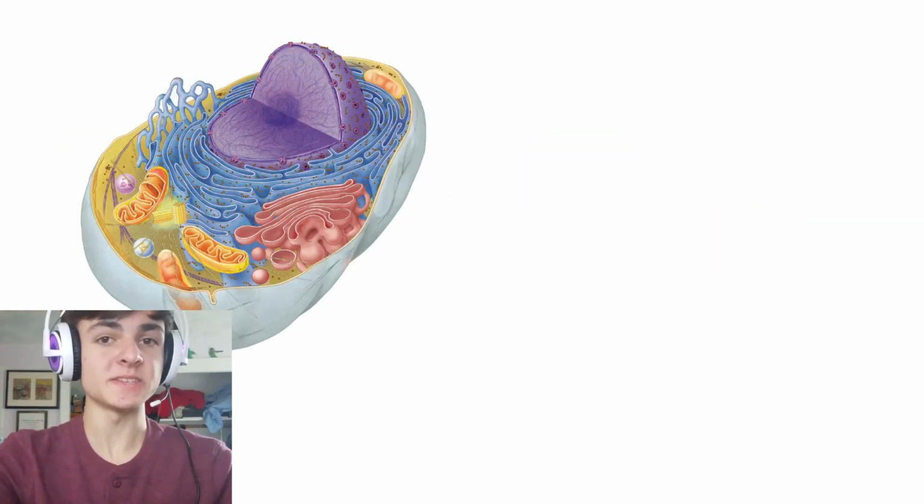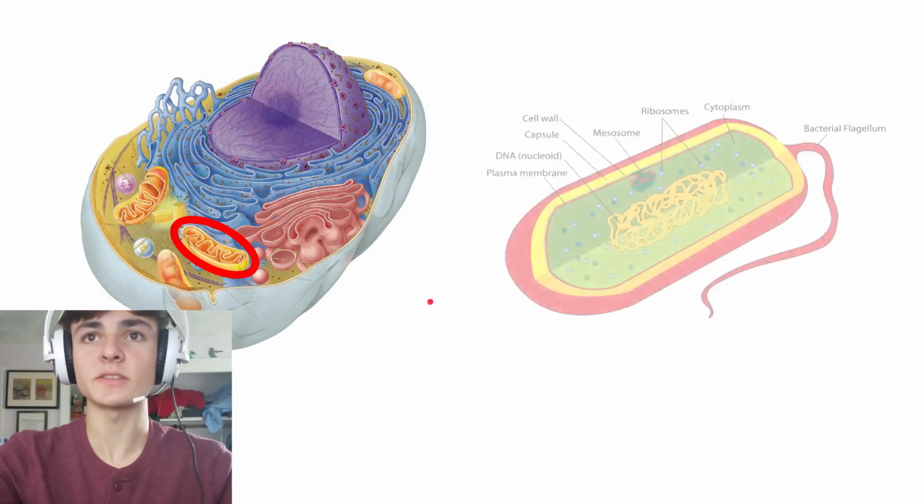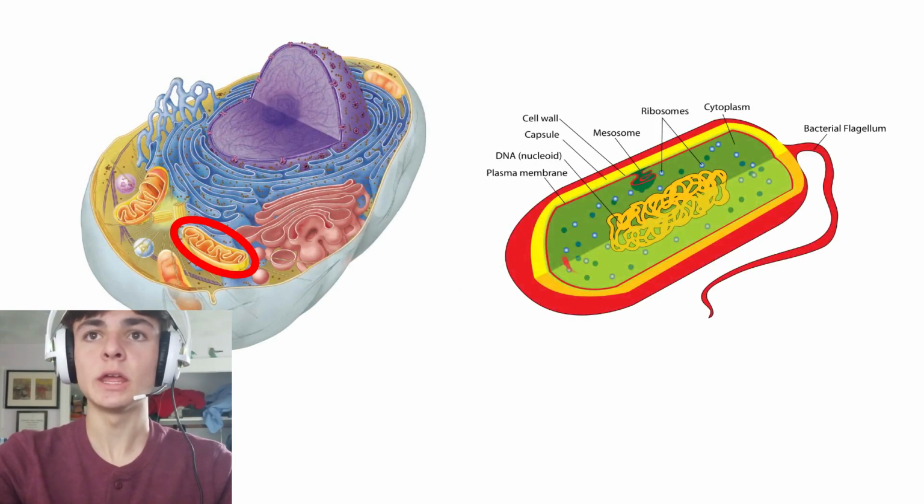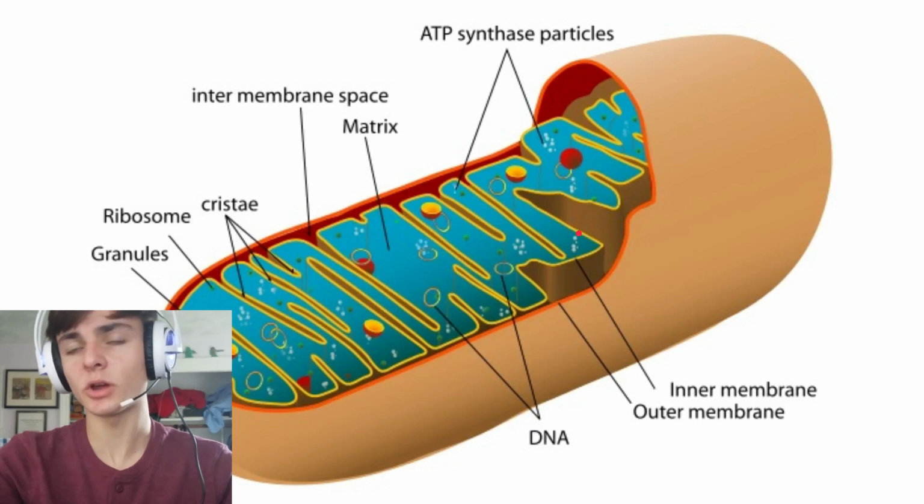So where does all this take place? Well, in eukaryotic cells, it's going to happen in the mitochondria, and in prokaryotic cells, it's going to happen in their cytoplasm. But for this video, we're going to be focusing on eukaryotic cells for the most part, so let's talk about the structure of the mitochondria.